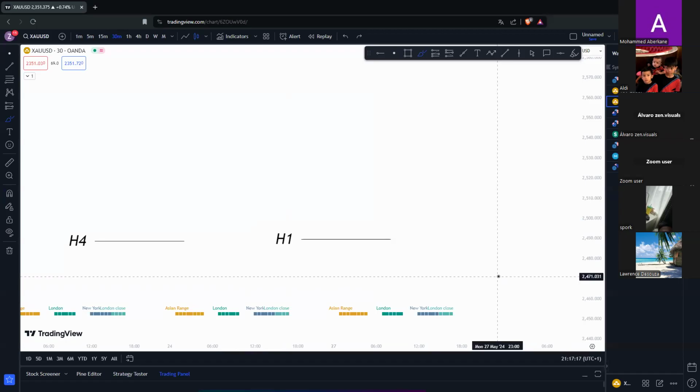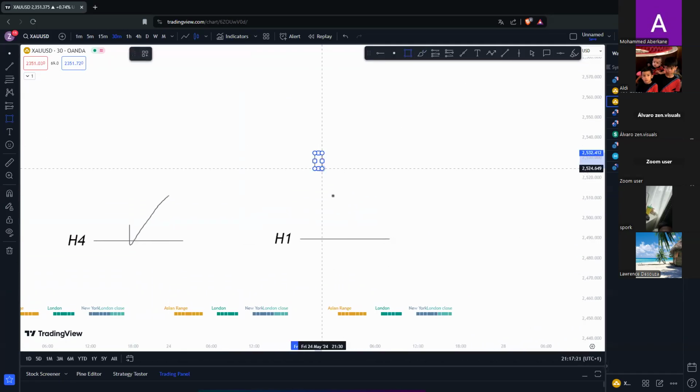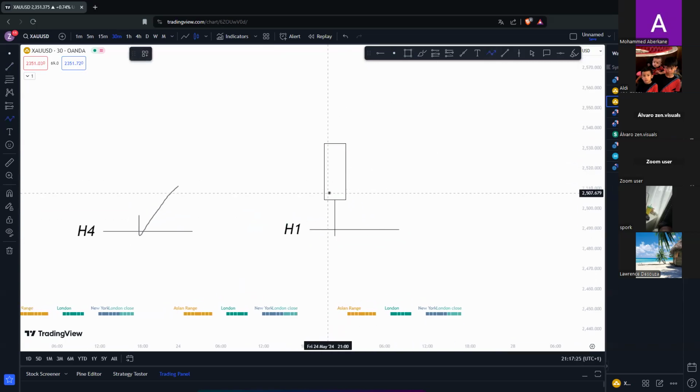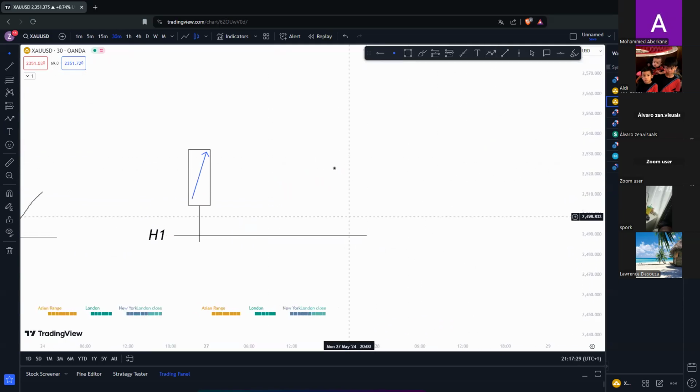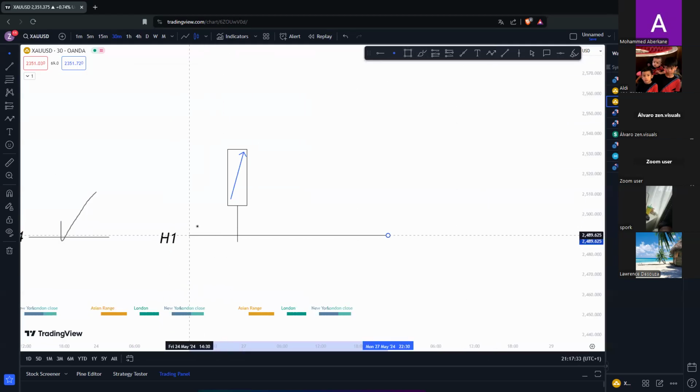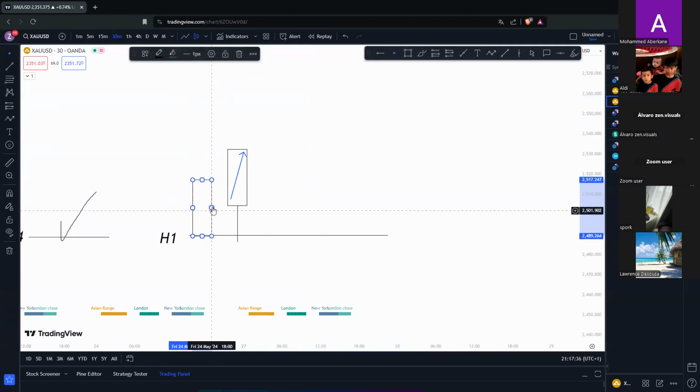Now listen to this. If your H4 is fresh, say this is fresh, and this one has a CC, right? Let's say this is a bullish candle. You can use the DC on the CC level. What do I mean by that? Take a look at this.